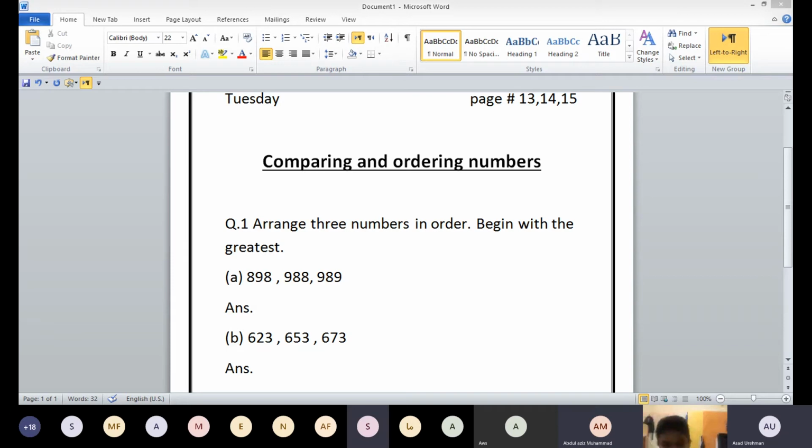Alright guys, now I'm going to start. What we have to do, we have to arrange these three numbers in order and we have to begin with greatest.